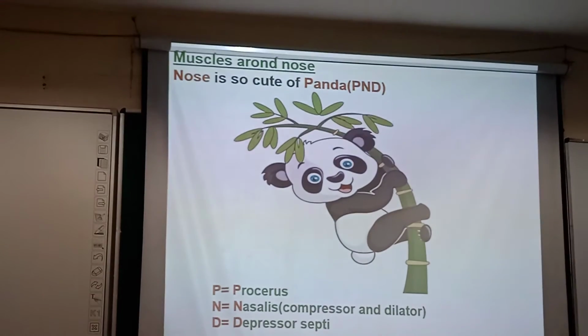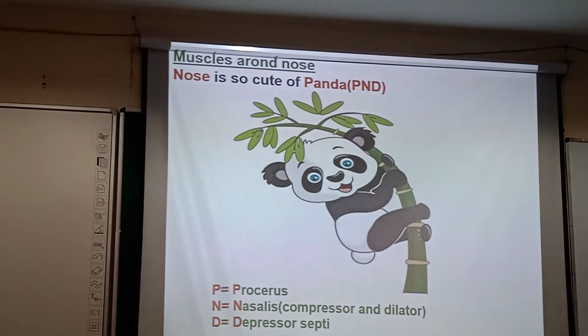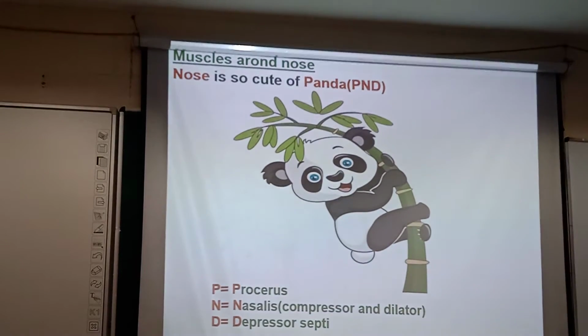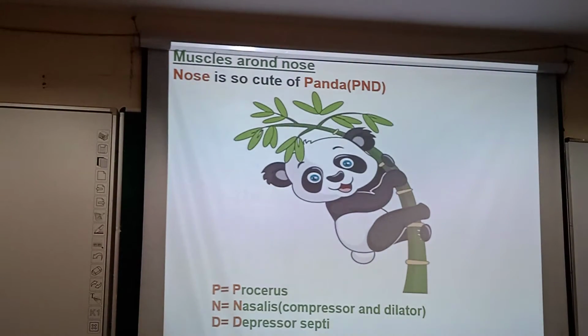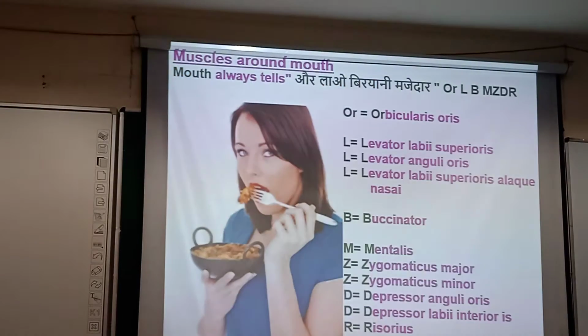Muscles around the nose. The nose is so cute, like a panda. Panda, P and D: P for procerus, nasalis, that is compressor and dilator, and D for depressor septi.